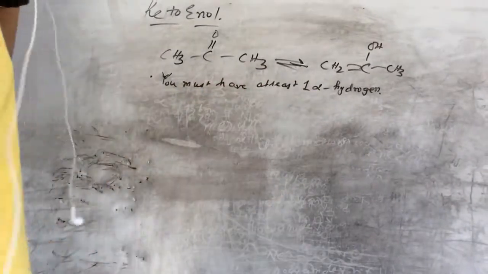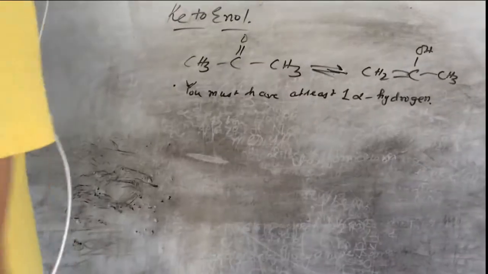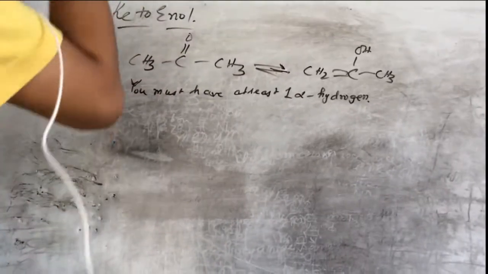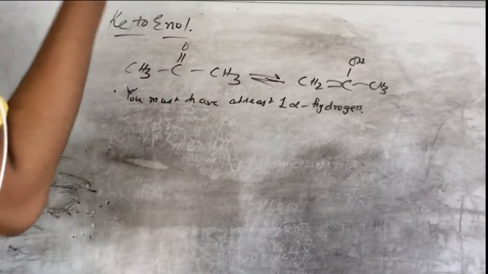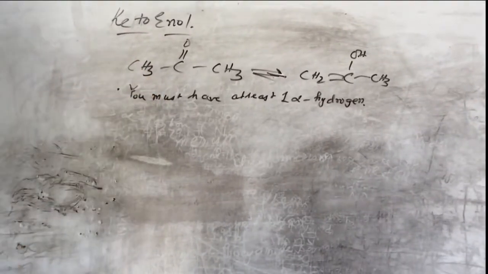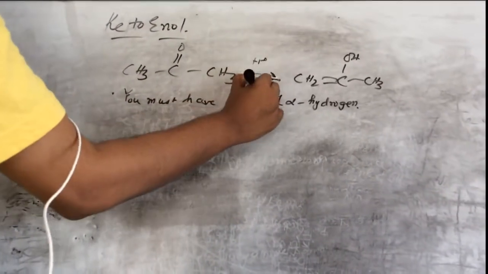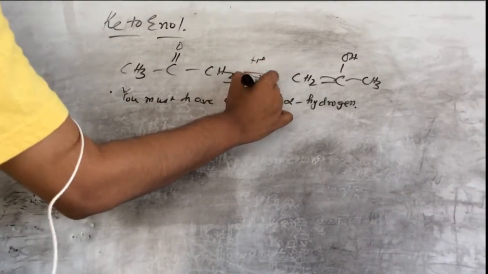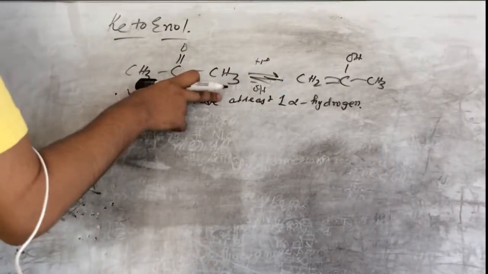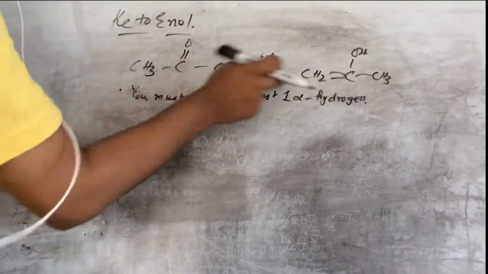Without the presence of alpha hydrogen, the keto-enol tautomerism does not take place. Even in the presence of alpha hydrogen, we will see that in some cases this keto-enol tautomerism will not take place. So we will discuss them later when we go into more details. For the time being, we will discuss the reaction mechanism, how this conversion takes place, H plus, OH minus. So how this conversion takes place from the keto isomer to the enol isomer, we will discuss that.